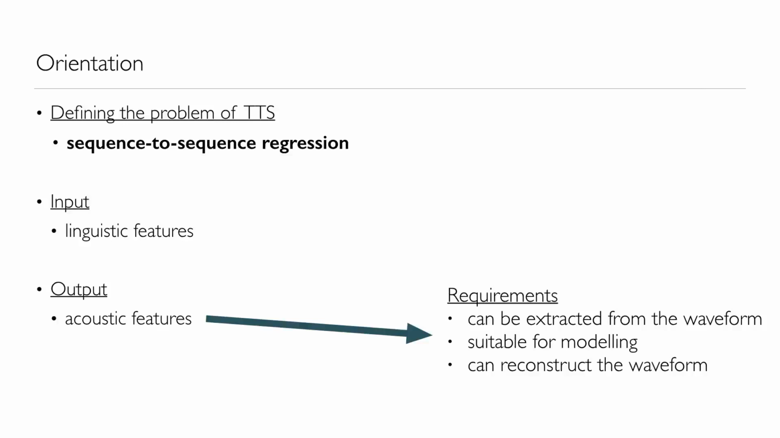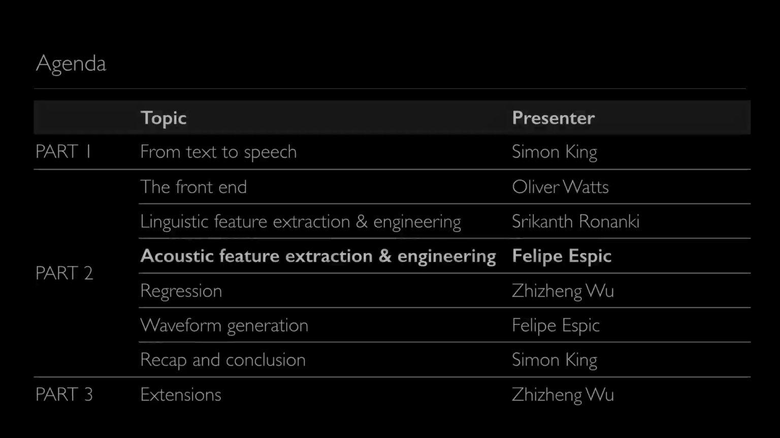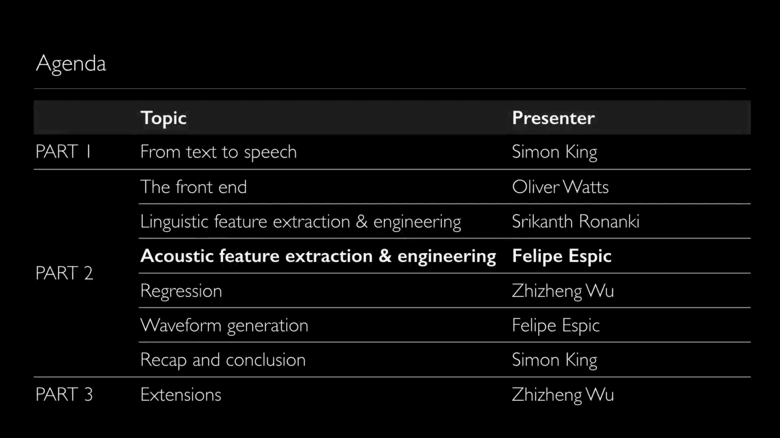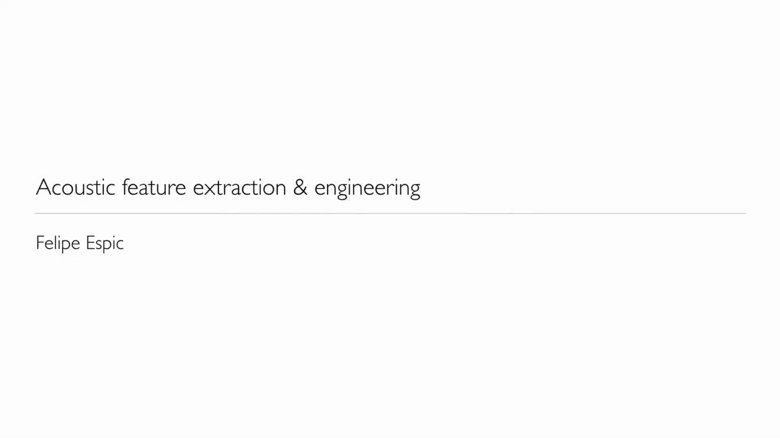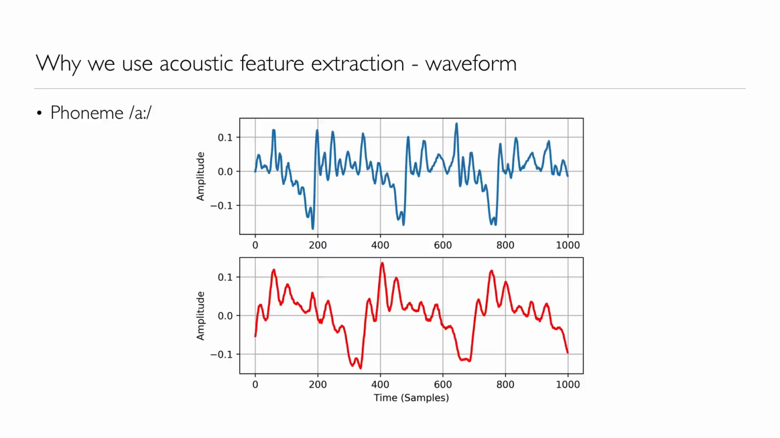Also, they should be suitable for modeling, and we need to reconstruct the waveform from these features. So they should completely describe the signal, or in some smart way allow us to reconstruct the signal later. That's a big difference with the features extracted for ASR, for example. So we're going to talk about acoustic feature extraction and engineering. So this is two parts in acoustics to develop the output features in the DNN. Okay, so let's talk about this example.